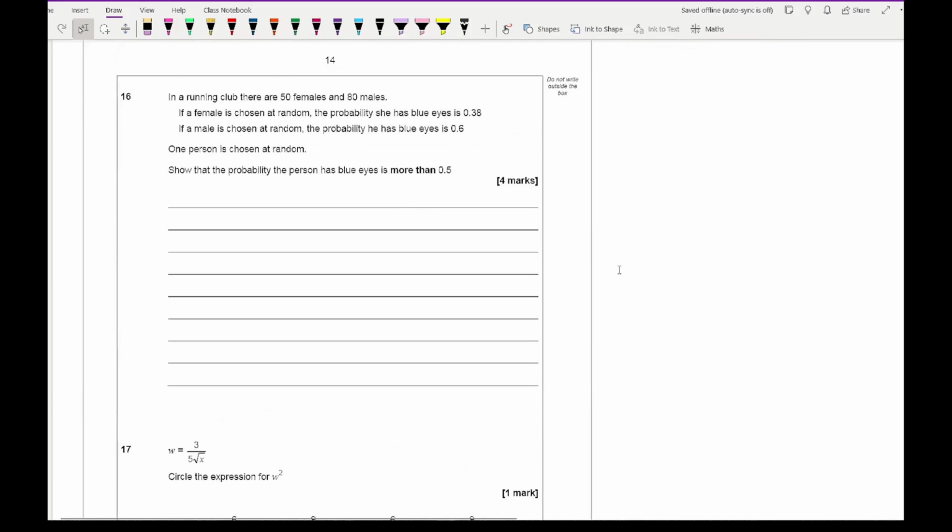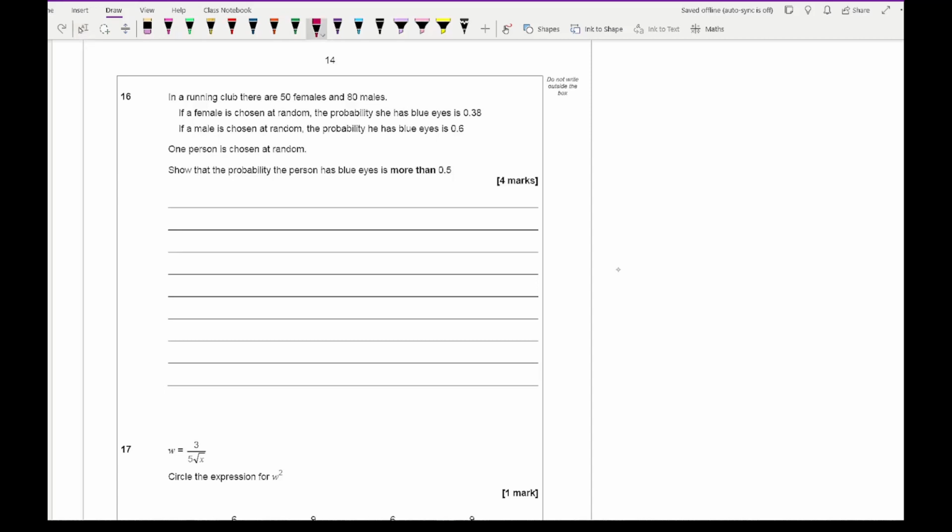Now moving on to question 16, it says that in a running club there are 50 females and 80 males. If a female is chosen at random, the probability that she has blue eyes is 0.38. If a male is chosen at random, the probability that he has blue eyes is 0.6. And one person is chosen at random. Show that the probability the person has blue eyes is more than 0.5.